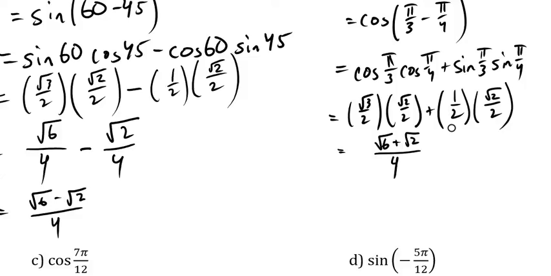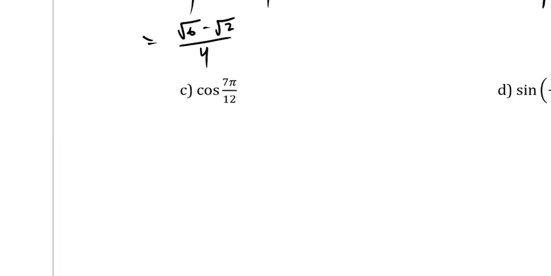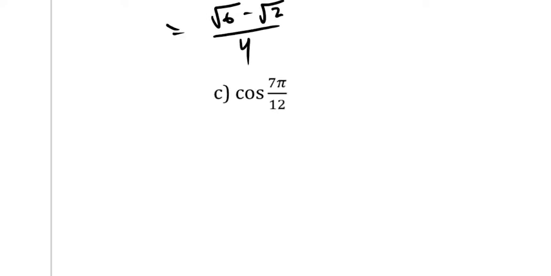What do you think? Any questions? Should we keep trekking forward? Okay. Cos of 7 pi by 12.